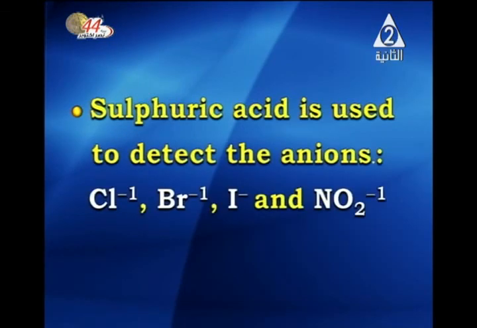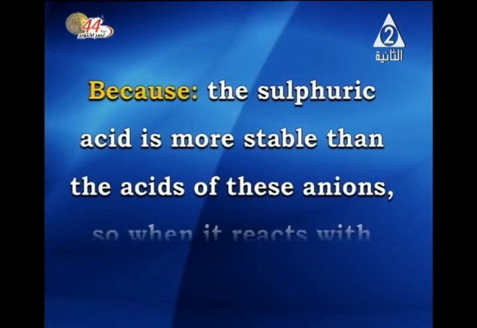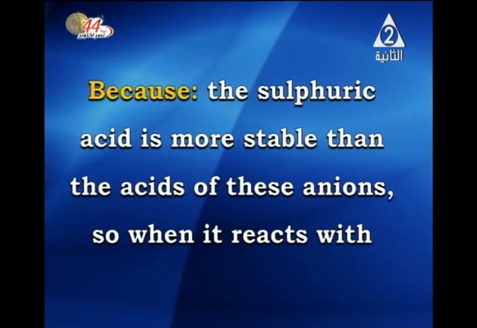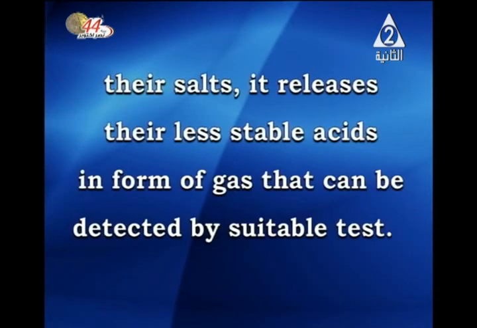Next one, sulphuric acid is used to detect the anions chloride, bromide, iodide and nitrite. The answer is because the sulphuric acid is more stable than the acid of these anions, so when it reacts with their salts, it releases their less stable acids in the form of gas that can be detected by a suitable test.